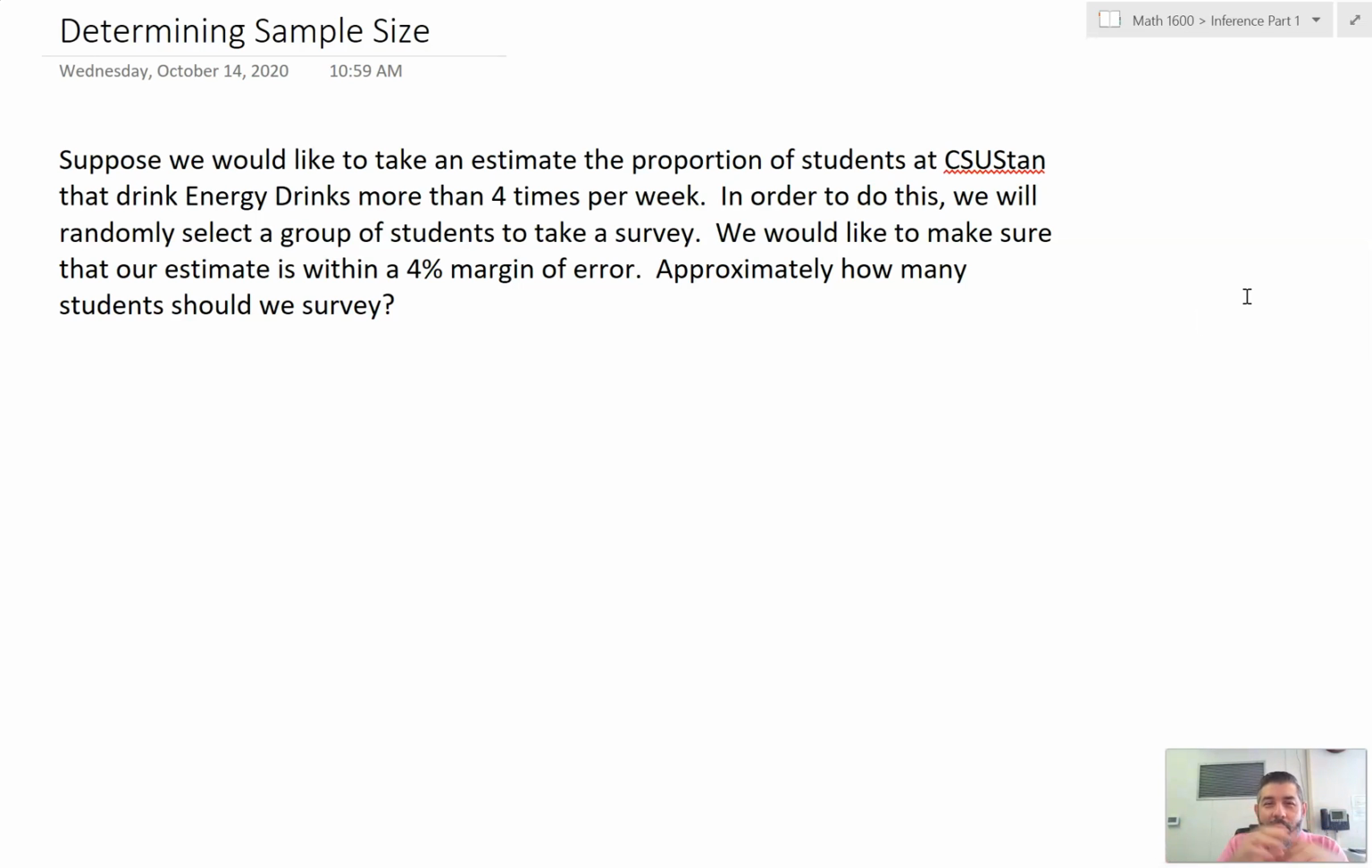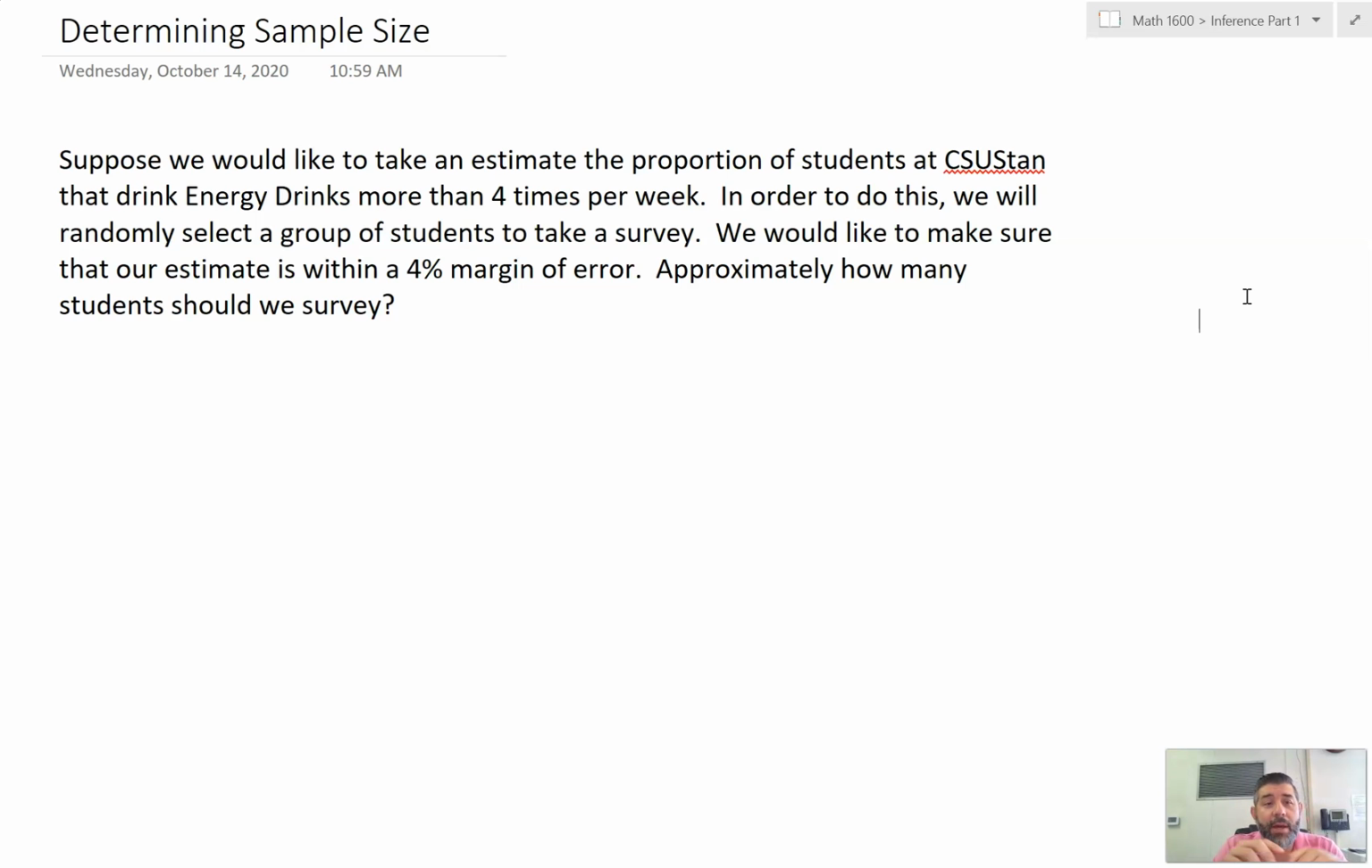So we want to find an estimate of the proportion of students at CSU Stan that drink energy drinks more than 4 times per week. So in order to do this, I'm going to take a randomly selected group of students and have them take a survey. Just a yes or no question: do you drink more than 4 energy drinks during a week? They're going to answer yes or no, and I'm going to determine the proportion of yeses. That's going to be my point estimator.